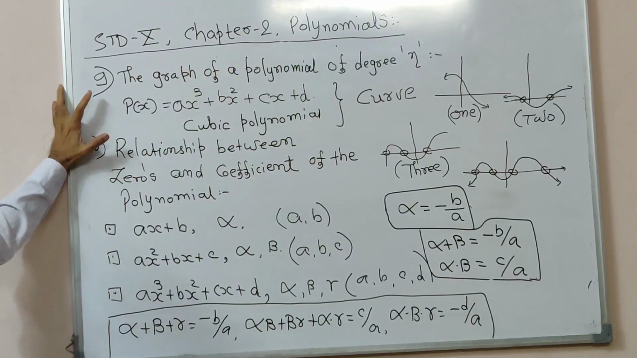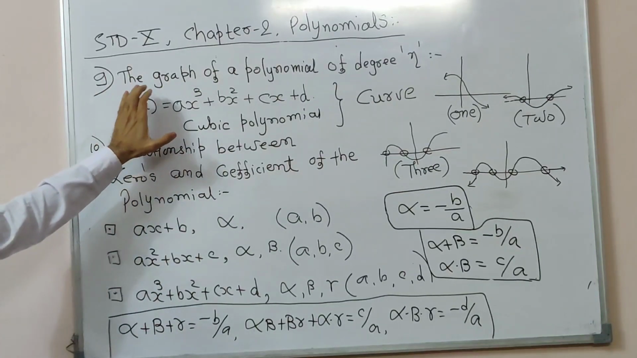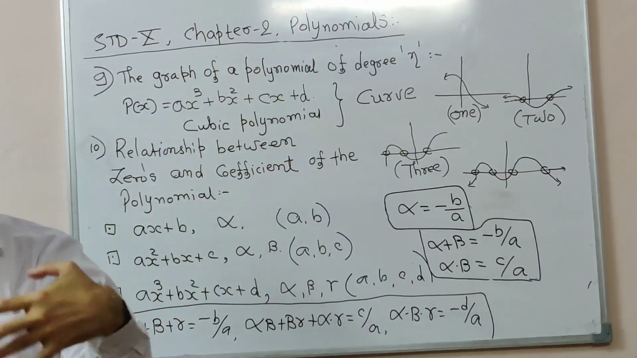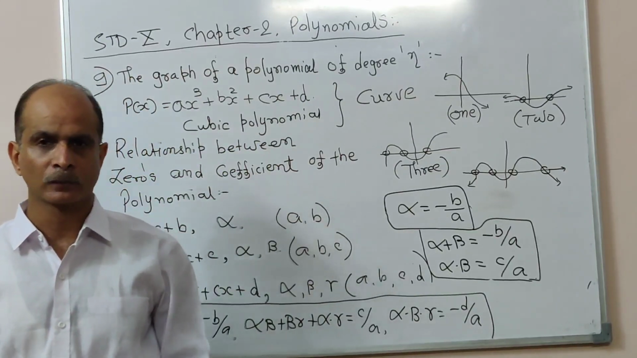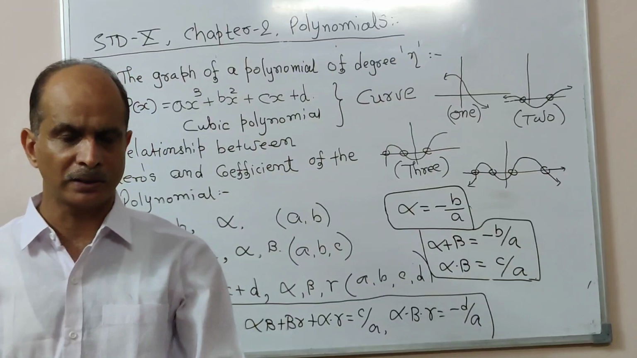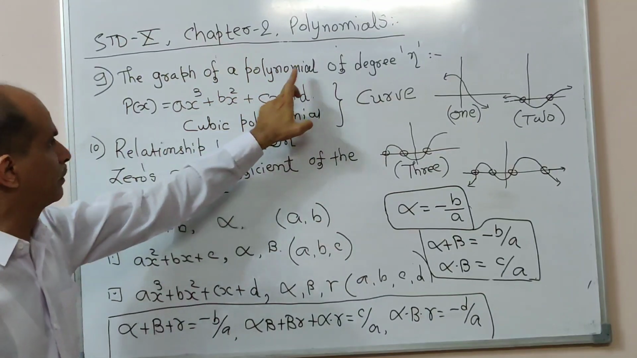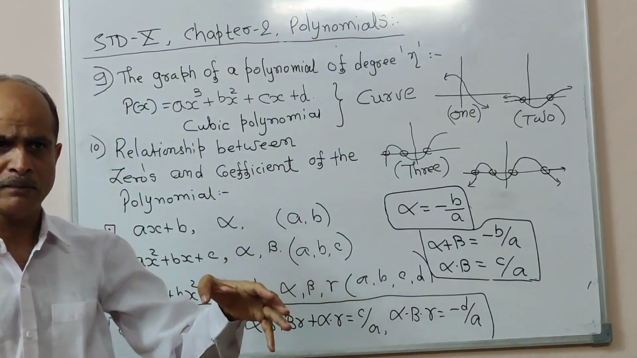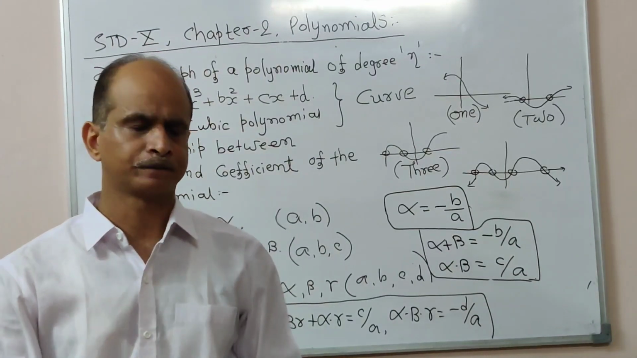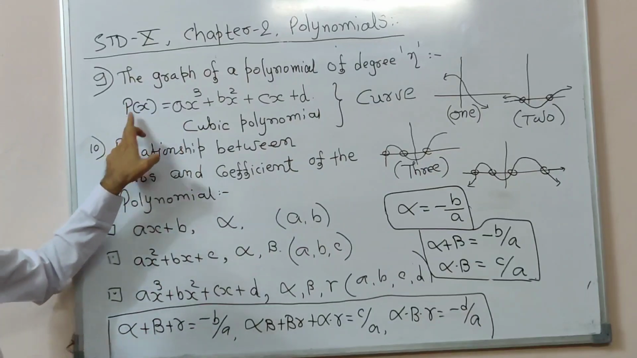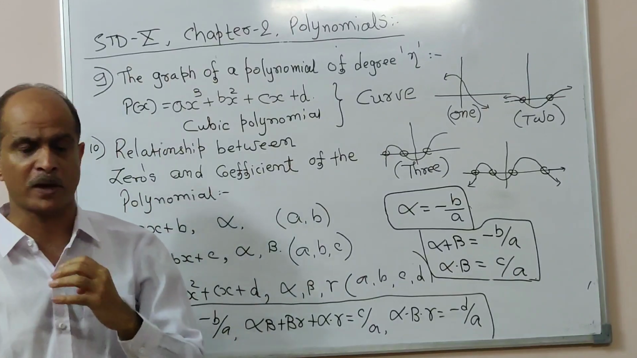Now let me start the 9th concept of this chapter, that is the graph of a polynomial of degree n. We have discussed the graph of a linear polynomial and the graph of a quadratic polynomial, that is a polynomial with degree 2. Now the graph of a polynomial of degree n. n means a natural number. So you can take 3, 4, 5, etc. So let me take a polynomial with degree 3. It is known as a cubic polynomial.